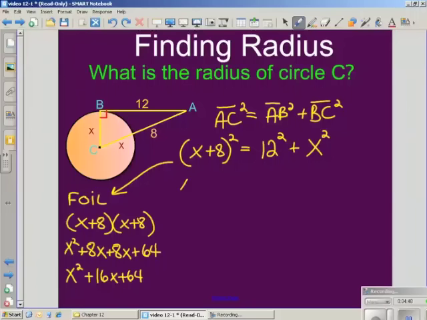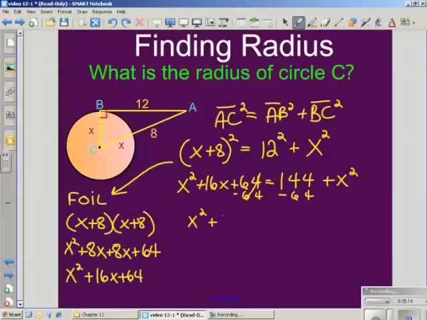We now have x squared plus 16x plus 64 equals 12 squared, which is 144, plus x squared. Let's subtract 64 from both sides, and we are left with x squared plus 16x equals 80 plus x squared. Get rid of our x squares, subtract x squared on both sides. They cancel out. So we're left with 16x is equal to 80.